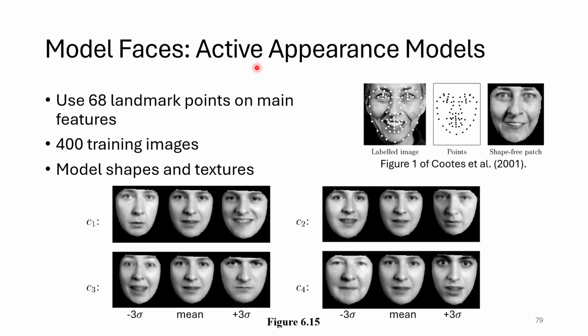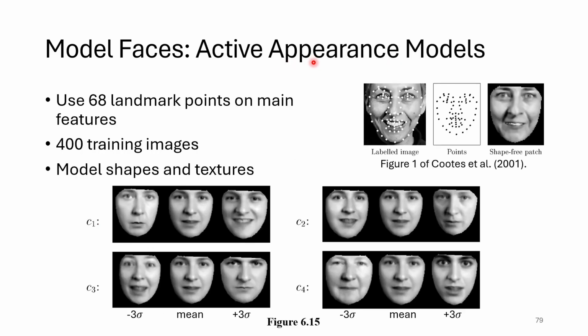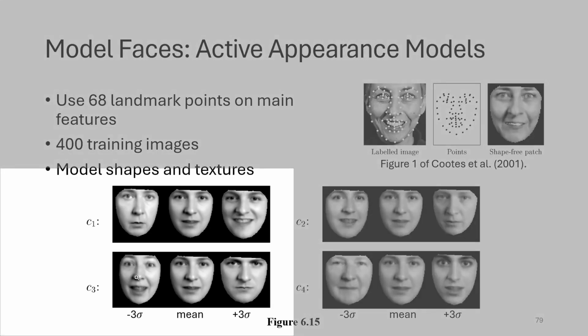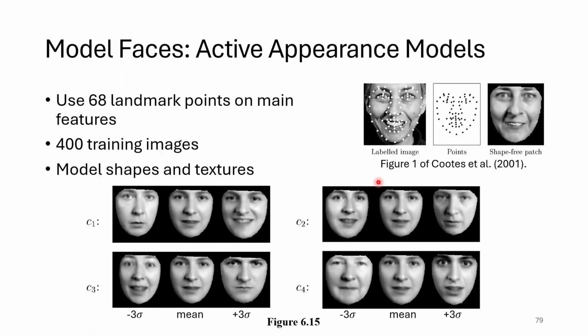Okay, so this is another example. This is an active appearance model. What's the difference between the eigenface and the active appearance model? It uses landmarks. From these images, you can see there are 68 landmarks in total on the main features, on the eye and the mouth. Let's enlarge it. Okay, here, there are some key points. So when they collect a bunch of data and label them together, they can learn the shape and the textures of those face images.